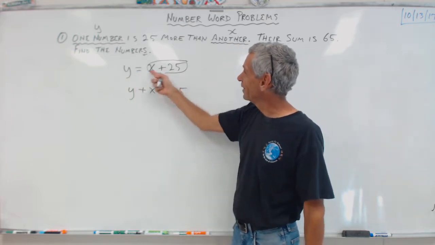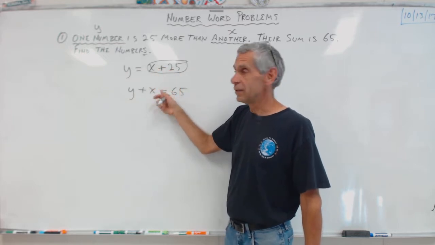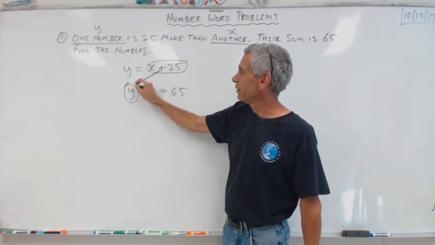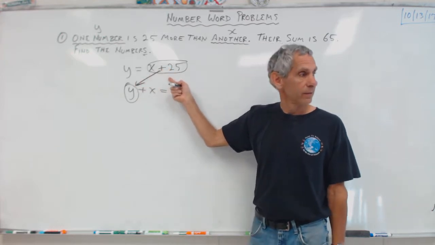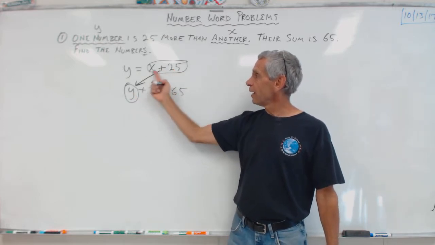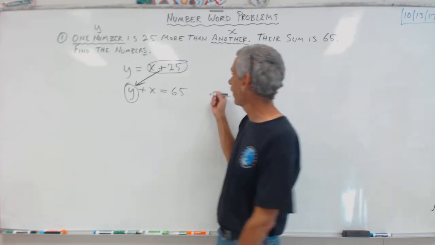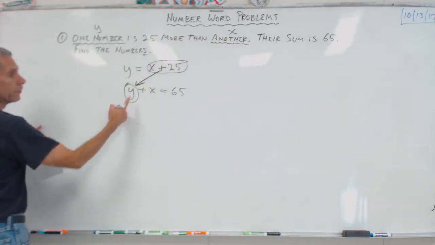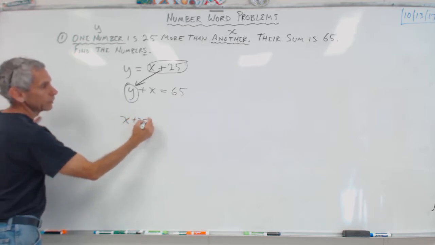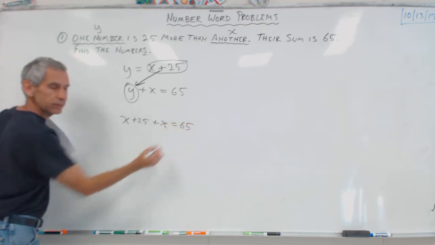Now, since this is the same thing as y, I can go down to the other equation, circle my y, and replace it with that. Because y is that, so instead of putting a y here, I'm going to have x plus 25 plus x equals 65. Let's try it. So we have, I'm going to put that in place of the y, x plus 25, and then plus x equals 65. Does that make sense? Do you guys all see what I did?